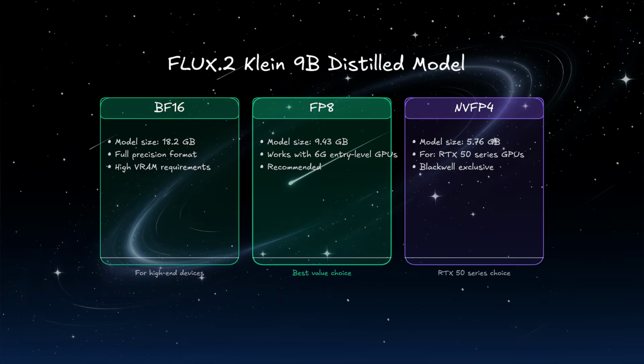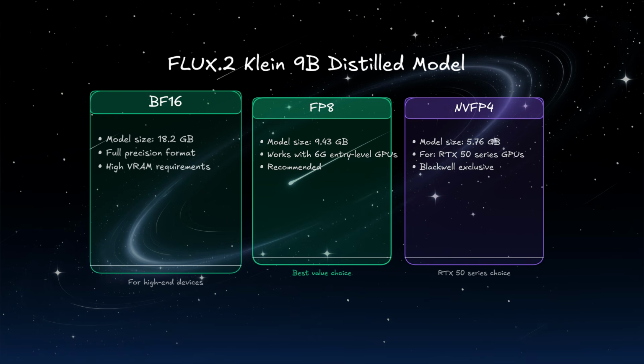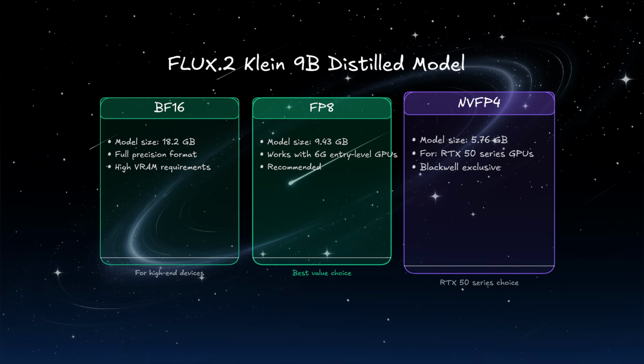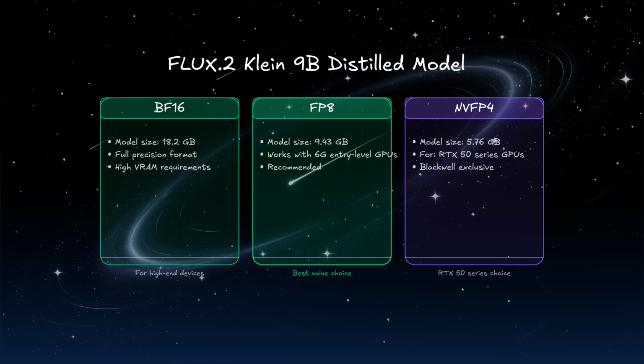The full BF16 format 9B distilled model is 18.2 GB. You'll want at least 12 GB of VRAM to run it smoothly. The FP8 version is more accessible at 9.43 GB, supporting entry-level graphics cards with 6 GB VRAM. NVFP4 is an exclusive optimized format for NVIDIA Blackwell architecture, only 5.76 GB. If you have a 50 series NVIDIA card, this is very suitable. Otherwise, I recommend the FP8 format for the best balance of speed, VRAM requirements, and compatibility.